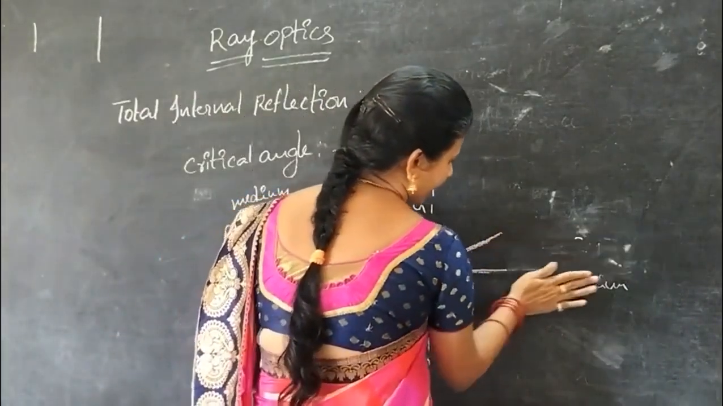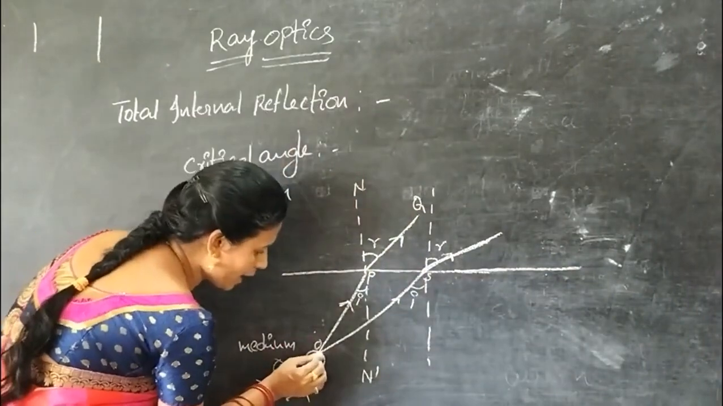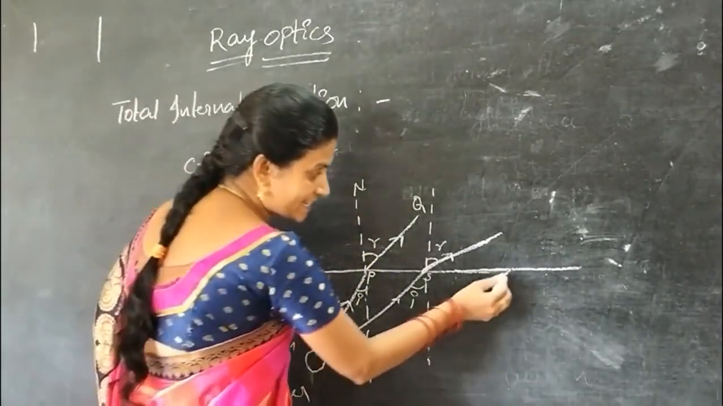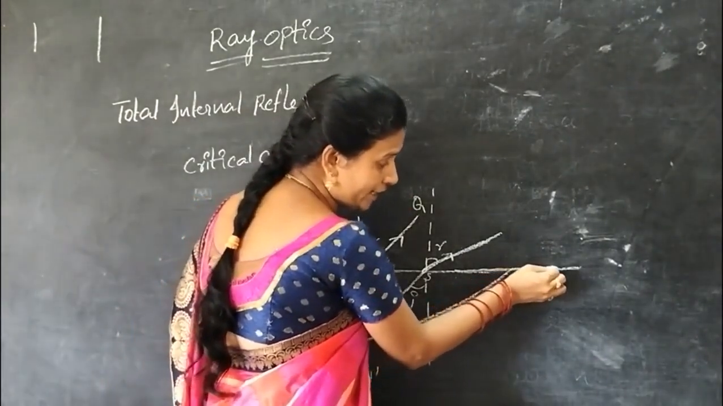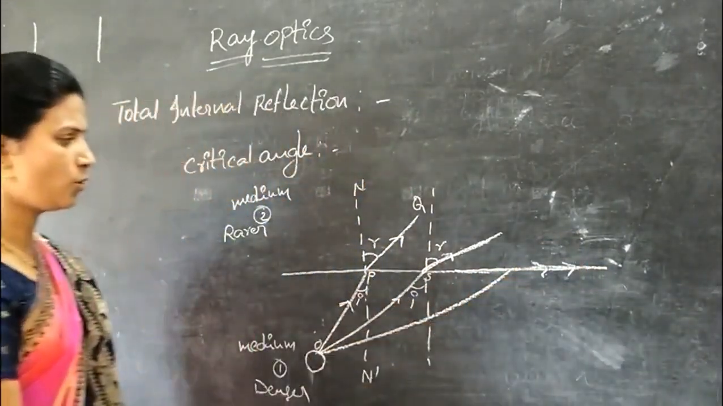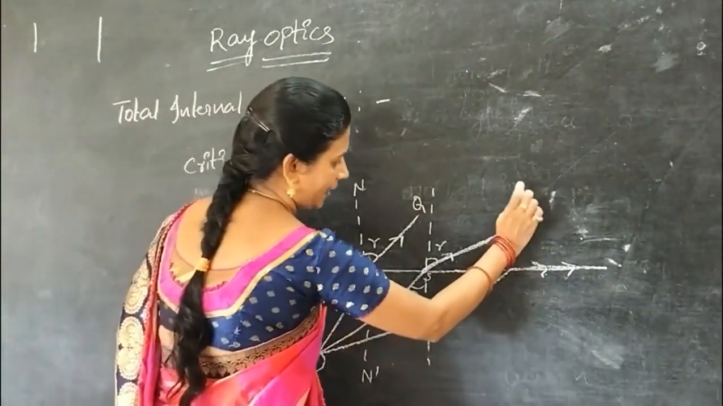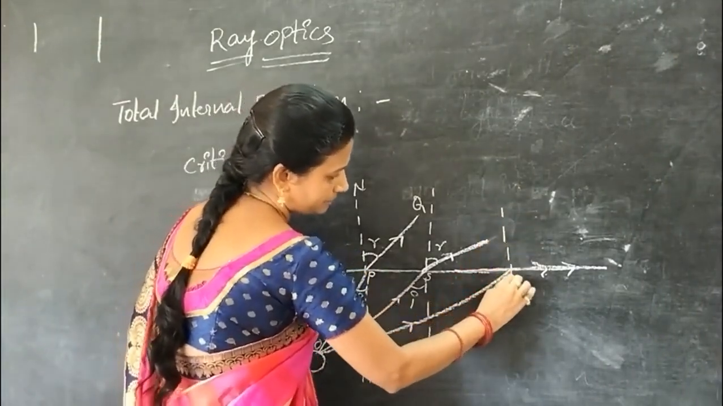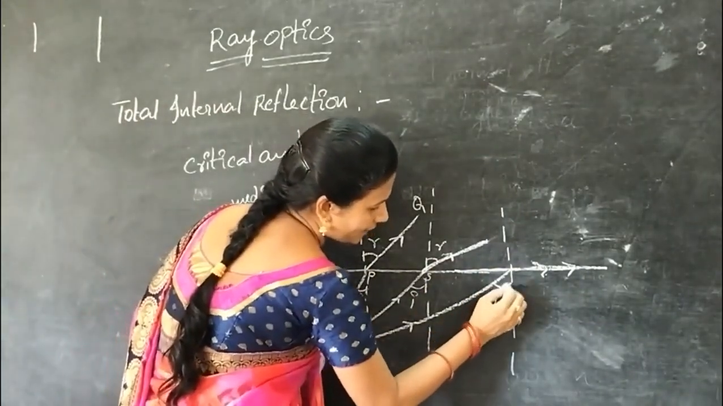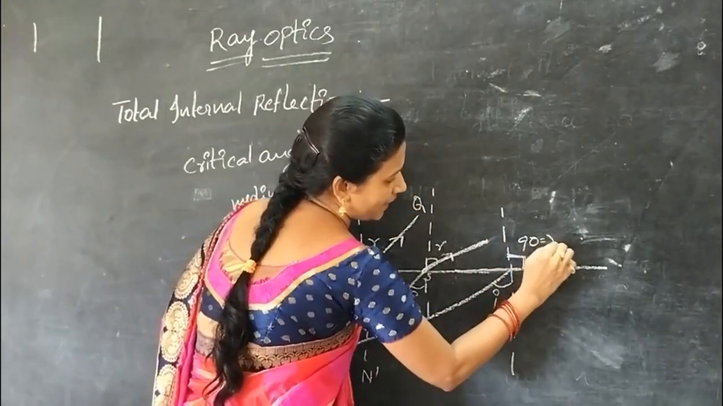Again we have to increase the angle of incidence. What will happen means, after refraction the refracted ray grazes over the surface. So here again we have to draw a normal. So this is the angle of incidence I, and it is the angle of refraction R. So here the angle is 90 degrees.